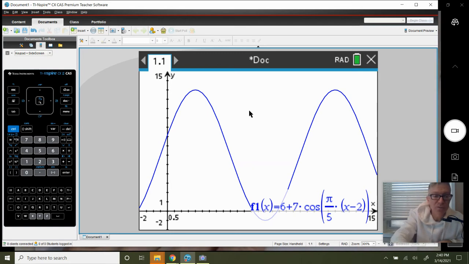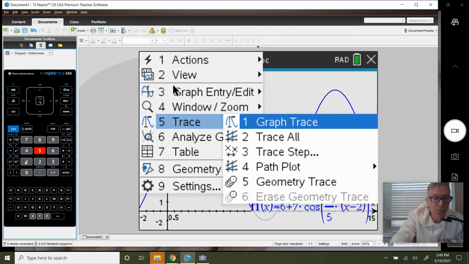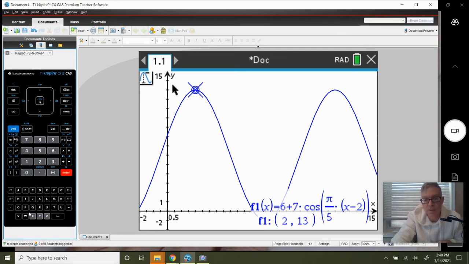You could do a menu 5-1 to do a trace, menu 5 for trace, 1, and type in a value of 2. We know at 2 we should be at the maximum, which is 13, and you can see that down here. Your ordered pair 2, 13. And then they told us at 7, so hit 7 and hit enter. 7, -1 makes sense. And our other point was 12, and we were back at the top, so that looks like we did this right.